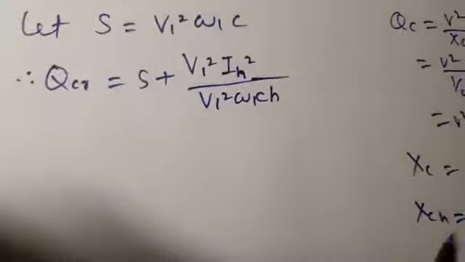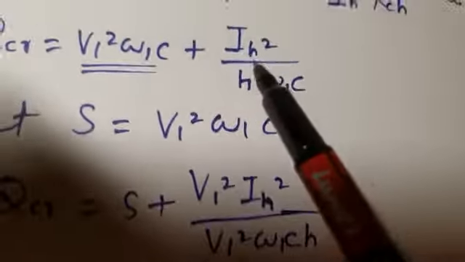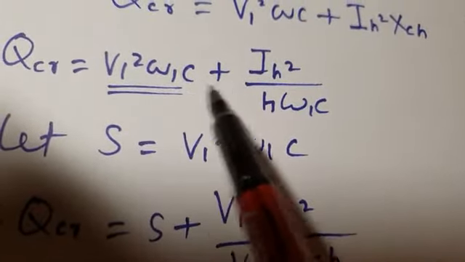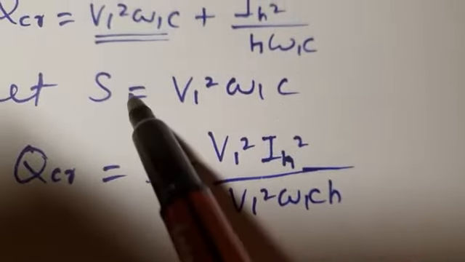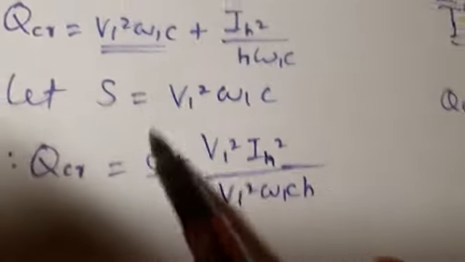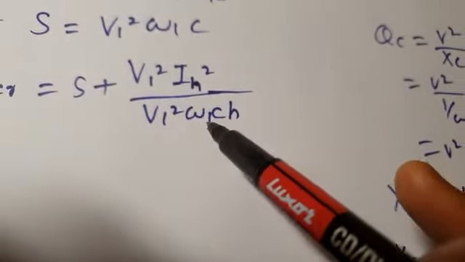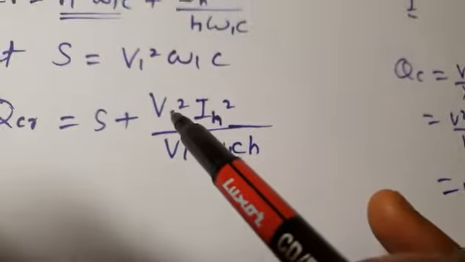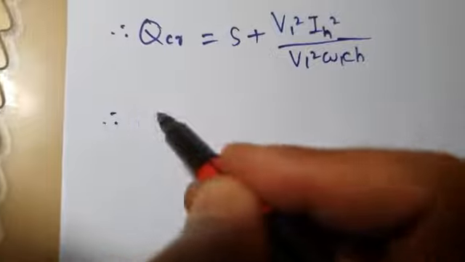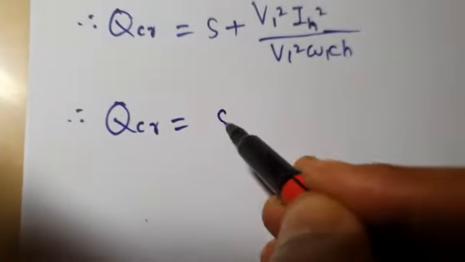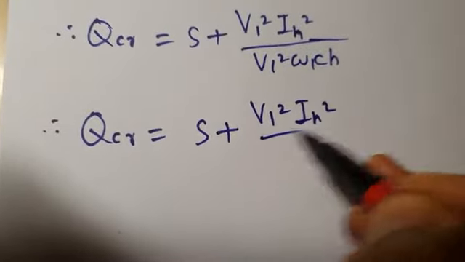See what I have done here. It is V1 square omega 1C plus IH square by H omega 1C. Now V1 square omega 1C we have denoted by S, so I have replaced the first term by S. The second term was IH square by H omega 1C, but I have multiplied and divided it by V1 square. So therefore QCR will be equal to S plus V1 square IH square by SH.